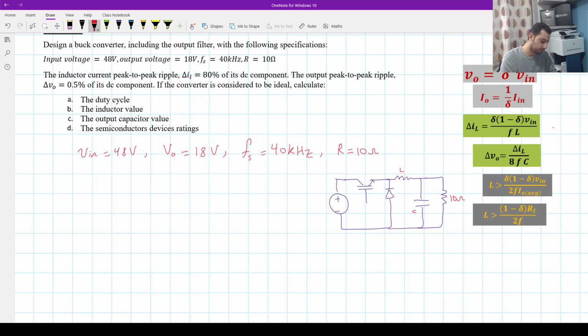So what is the remaining? Now, the inductor current peak-to-peak ripple, delta IL, equals 80%. So delta IL now equals 80% of the DC component. But do we know the DC component? Until now, we don't know. So, of the DC component.